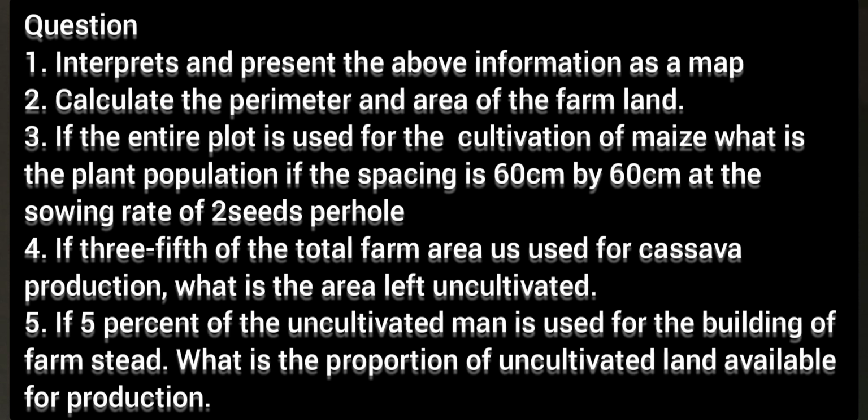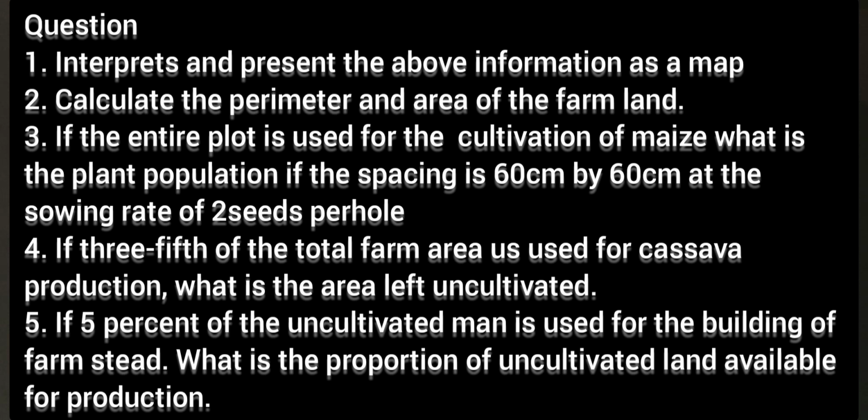The fourth question, if 3/5 of the total farm area is used for cassava production, what is the area left uncultivated? And the fifth question, which is the last question, if 5% of the uncultivated land is used for the building of farmstead, what is the proportion of uncultivated land available for production?